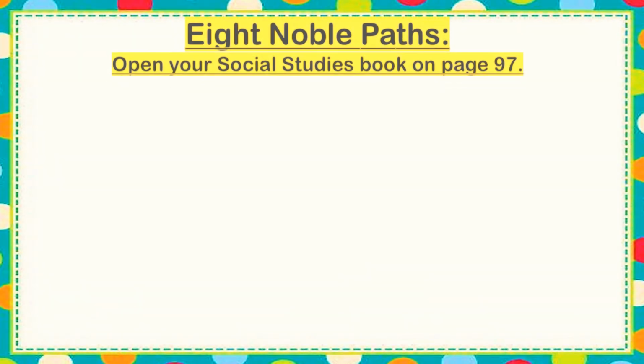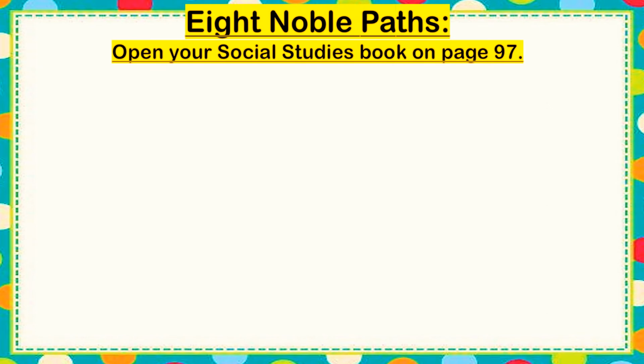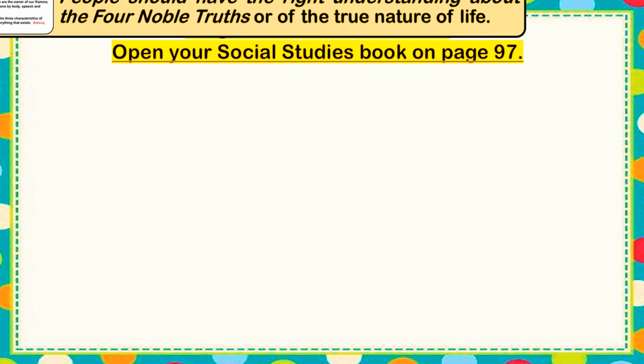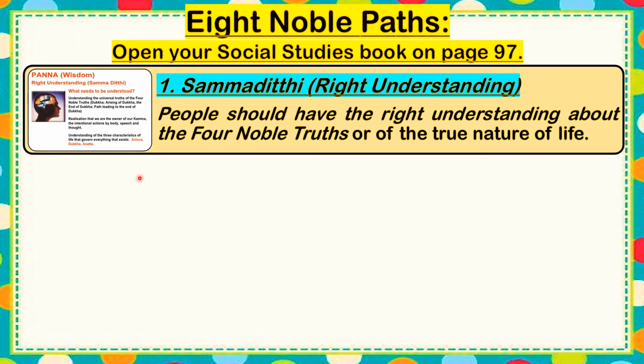Now, class, let us proceed to reading your book. Please open it on page 97, and we are going to discuss the 8 Noble Paths one by one. The first one is Samadhi, right understanding. People should have the right understanding about the 4 noble truths or of the true nature of life. Because when you're able to understand the noble truths, you are going to surely understand the true nature of life.